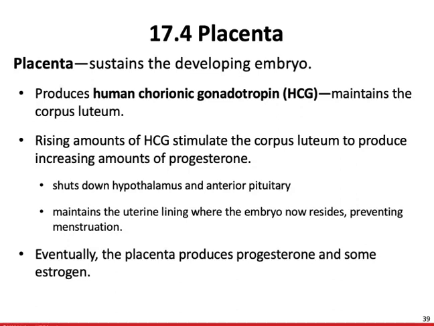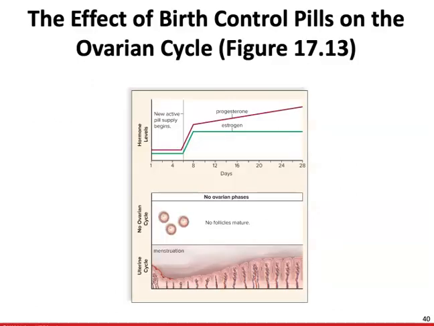Rising amounts of HCG are going to stimulate that corpus luteum to produce increasing amounts of progesterone. Now that progesterone is going to be responsible for shutting down the hypothalamus and anterior pituitary, so no new follicles begin to develop. The progesterone is also going to maintain the uterine lining where the embryo now resides, preventing menstruation from occurring. Eventually, the placenta is going to produce progesterone and some estrogen on its own. So the corpus luteum will no longer be needed, and it will eventually regress. So here is what those ovarian and uterine cycles look like in a pregnant individual.